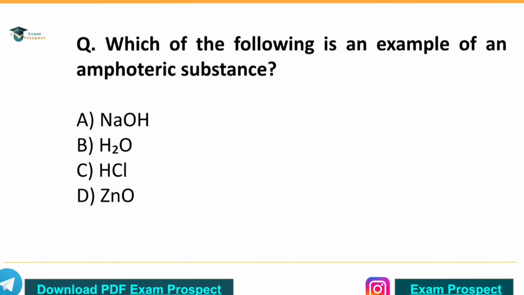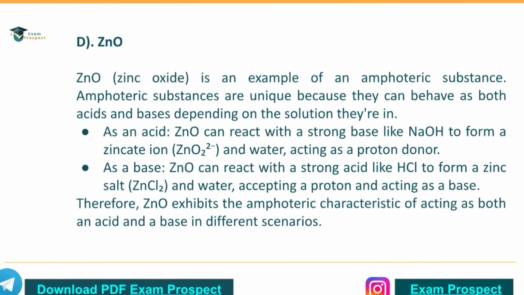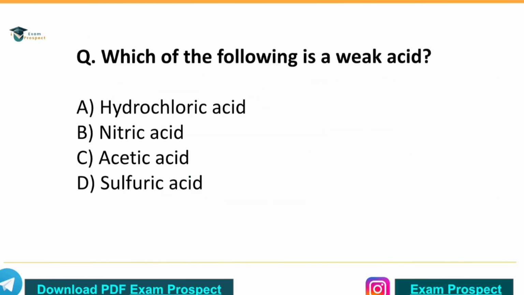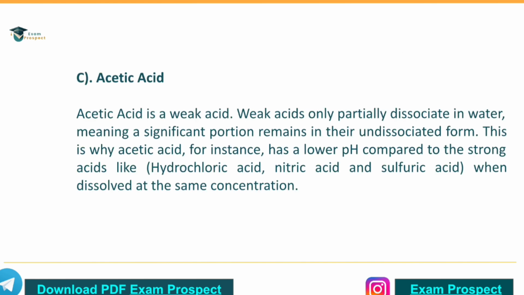Next question, which of the following is an example of an amphoteric substance? The correct answer is option D, ZnO, that is zinc oxide. Next question, which of the following is a weak acid? The correct answer is option C, acetic acid.